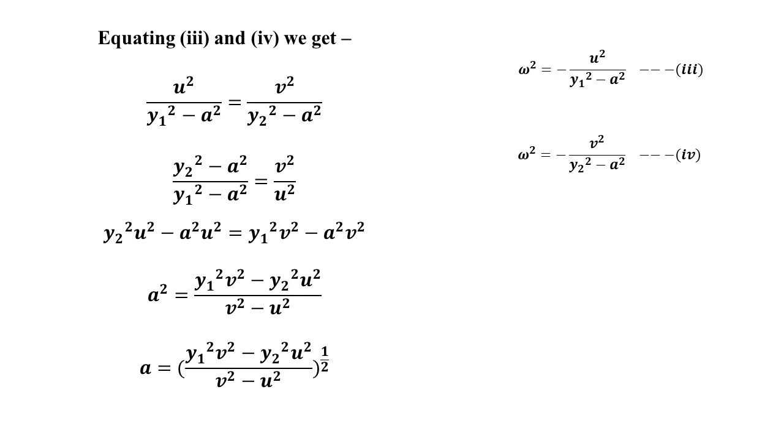Now just changing side and rearranging, we get a square is equal to (y1 square v square minus y2 square u square) by (v square minus u square). And just from this expression we get the value of amplitude as y1 square v square minus y2 square u square divided by v square minus u square. So this is the answer.